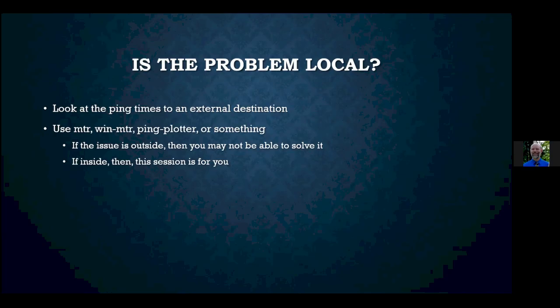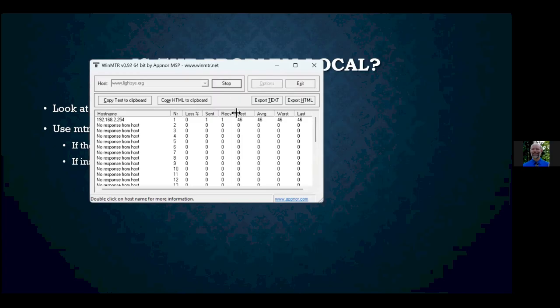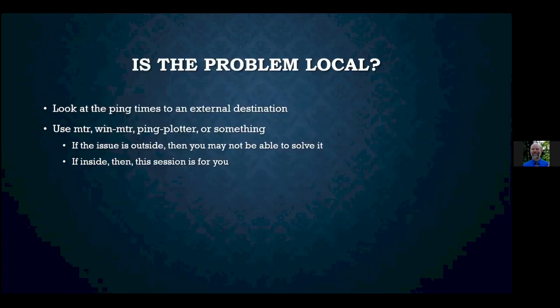So when MTR looks like this, if I go to 8.8.8.8, it shows the different paths it has to take to get to that particular one. If I do our organization Lightsys, it shows all the different spots. And if the problem is outside, it would tell you partway through that it couldn't go onto that site. So a tool like this is very good for determining if the problem is local or not.